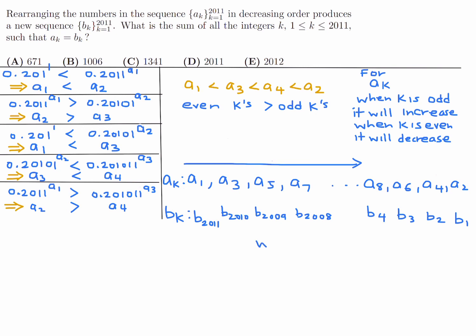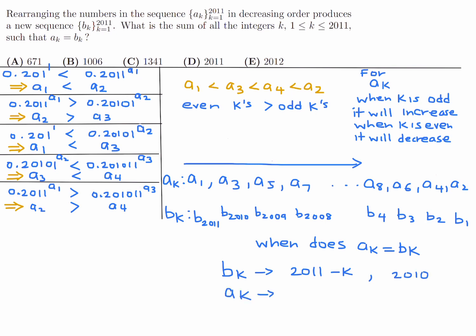All right, so now what they're saying is, when does AK equal BK? When do these match up? Well, to do that, we have to look at a general pattern as to how BK and AK behave. BK behaves in the way that each term looks like it's 2011 minus K. So, for example, when K is 1, this would be 2010.